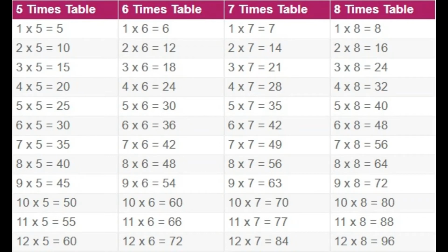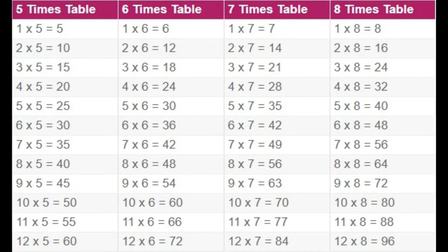1 times 6 is 6. 2 times 6 is 12. 3 times 6 is 18. 4 times 6 is 24. 5 times 6 is 30. 6 times 6 is 36. 7 times 6 is 42. 8 times 6 is 48. 9 times 6 is 54. 10 times 6 is 60. 11 times 6 is 66. 12 times 6 is 72.